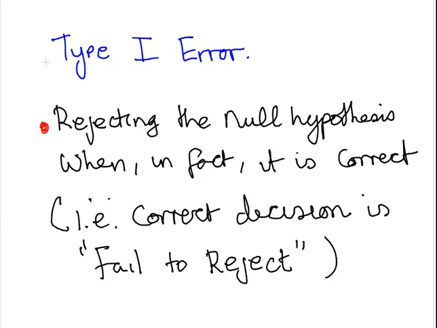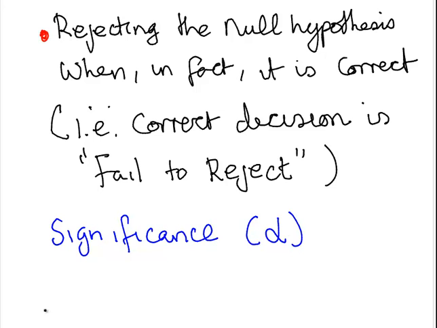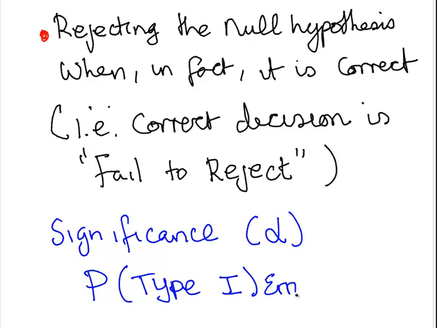They're usually considered more important, and also, just as a remark, this is connected with the idea of significance. I'm just going to write this down here. Significance is usually denoted alpha. That's the probability of a type 1 error, essentially making a type 1 error. Okay, so that's the first one.